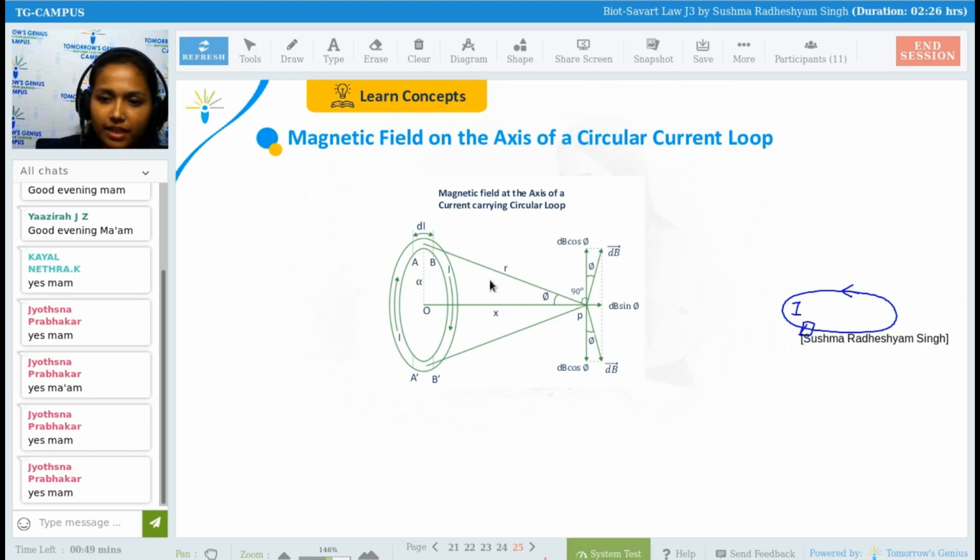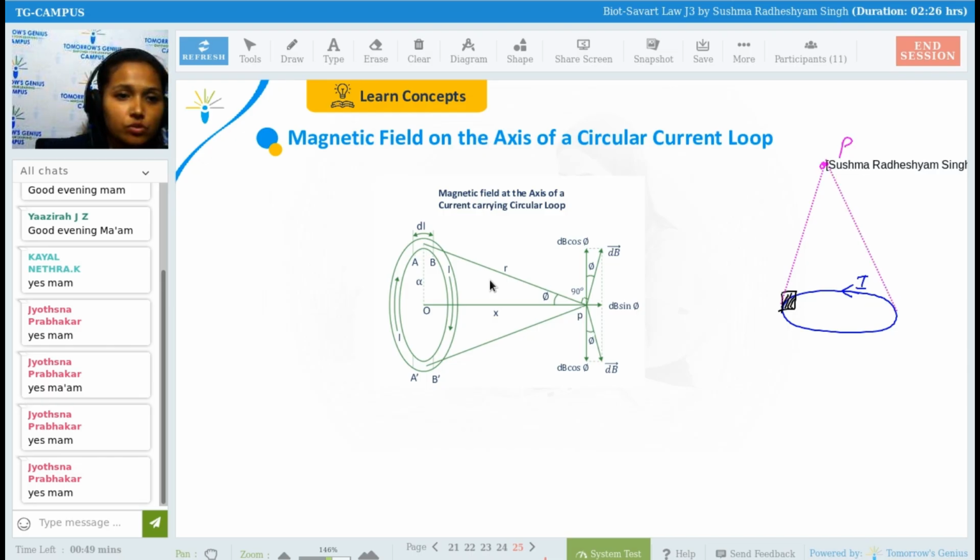And we consider any small element, let's say dl, where the current I is flowing. I consider a small element dl over here, and I want to find the magnetic field at point P. For that purpose, I simply draw a point. If I draw from here, I also need to draw here. So at the center, we must draw a line which is joined at the center.